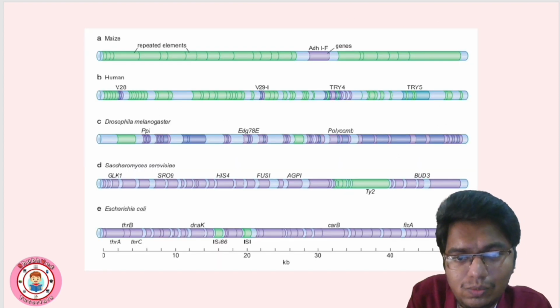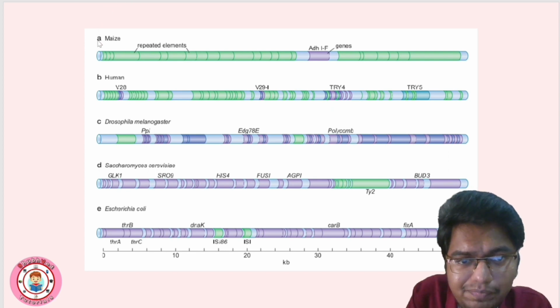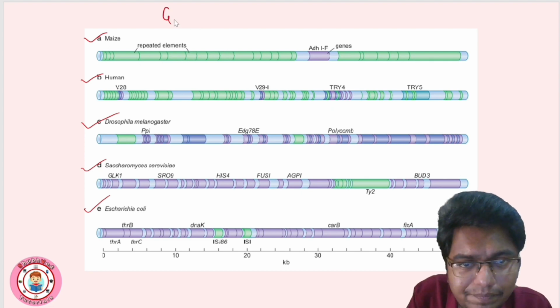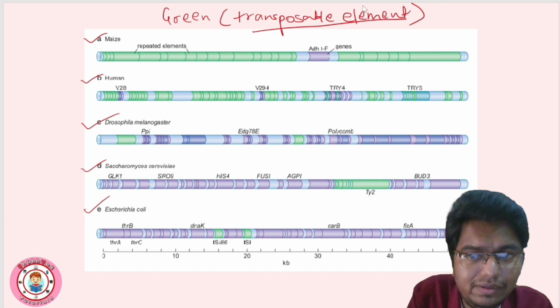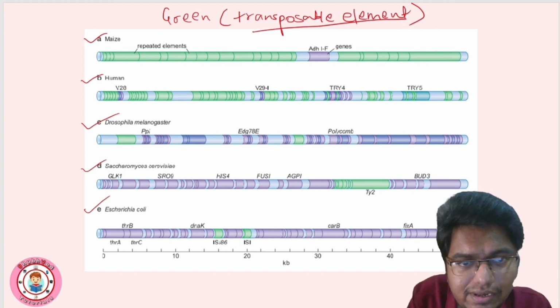Now see, these are five different species: maize, humans, Drosophila, then yeast, Saccharomyces cerevisiae, and Escherichia coli, bacteria. The green color is the transposable elements. Transposable elements means those which will give rise to transposition.